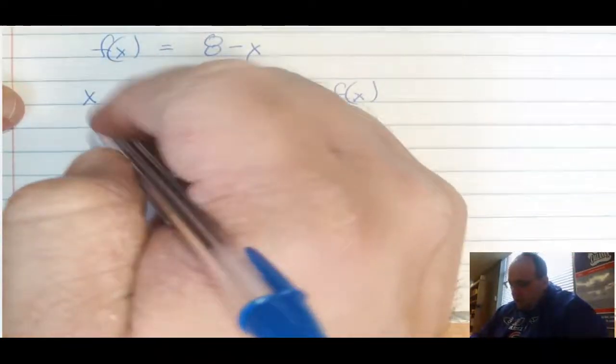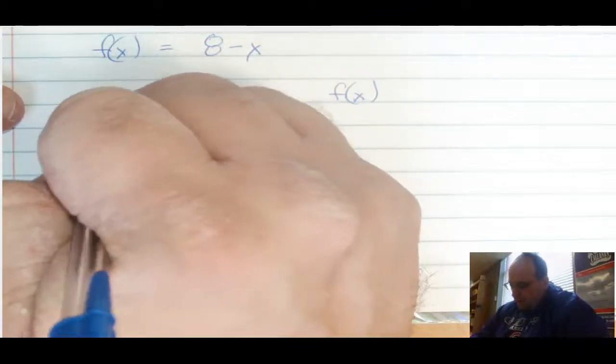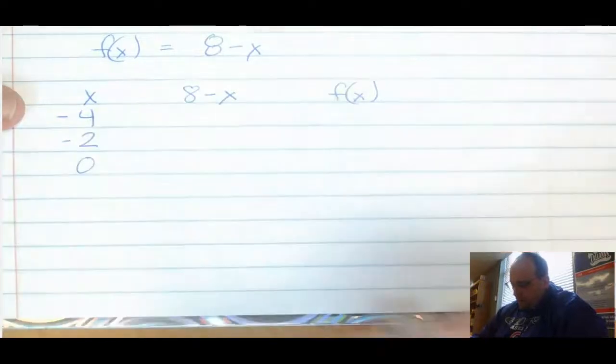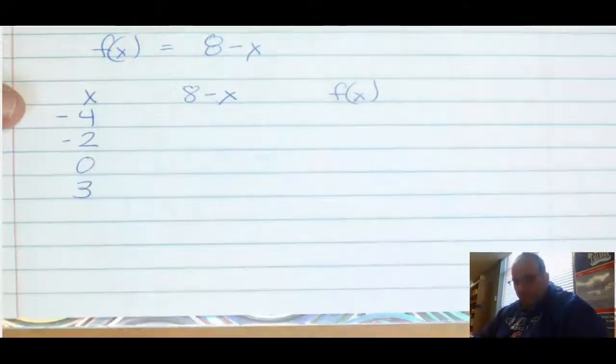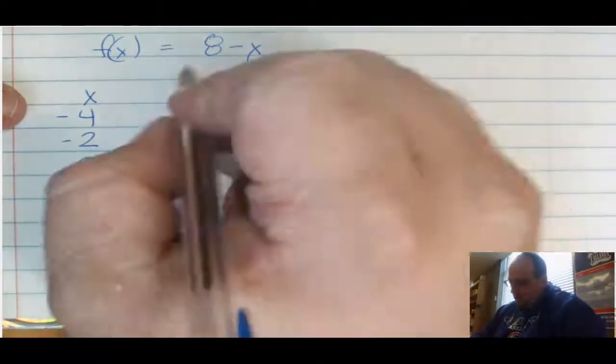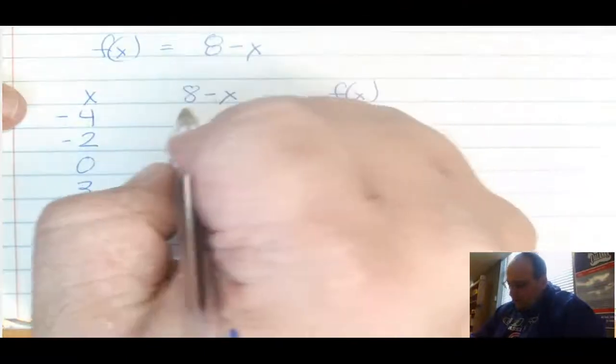I get to choose what numbers I get to put in for domain. I'm going to put -4. I'm going to put -2. I'm going to put 0. And I'm just going to do a random one of 3. Okay, so I'm going to go ahead and use this function 8. So I'm going to have the function of -4 is equal to 8 minus -4.